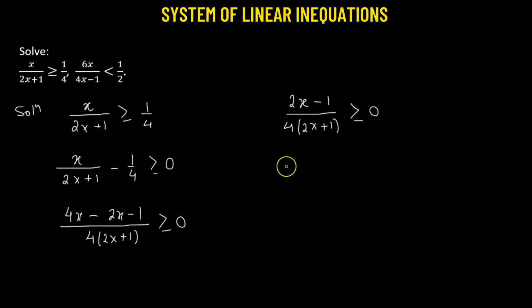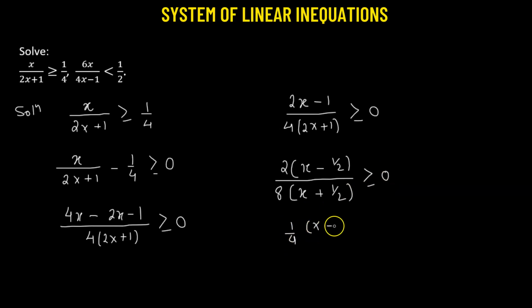We'll take 2 as the common factor in the numerator, so we have 2 times (x minus 1 over 2). And we also take 2 as the common factor from 2x plus 1. So that gives us, we already have 4, so 4 times 2 will get 8, times (x plus 1 over 2). So that means we have 1 over 4 multiplied by (x minus 0.5) divided by (x plus 0.5), greater than or equal to 0.